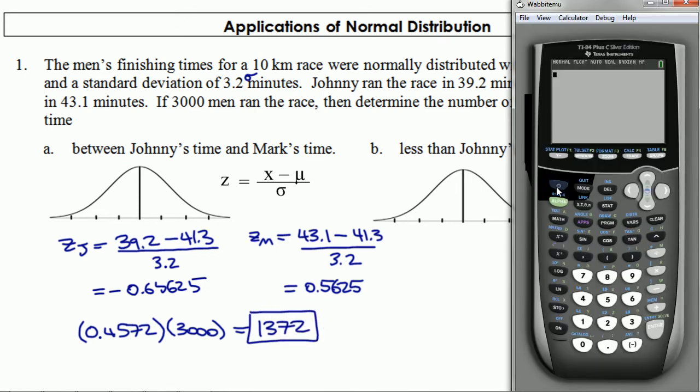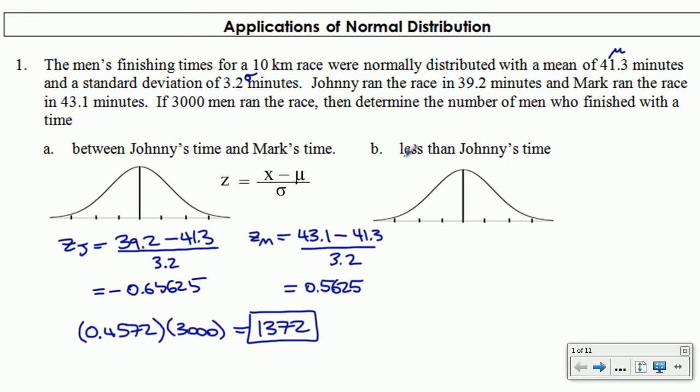Doing this in our calculator is a little bit quicker. We go second vars, normal CDF, we enter our lower boundary, which is 39.2, and then we enter our upper boundary, which is 43.1, and then we enter the mean, which is 41.3, and the standard deviation, which is 3.2. We go enter on paste, enter again, and you see 45.7%, which is consistent with our result in Desmos, but it was nice that we didn't have to calculate z-scores.